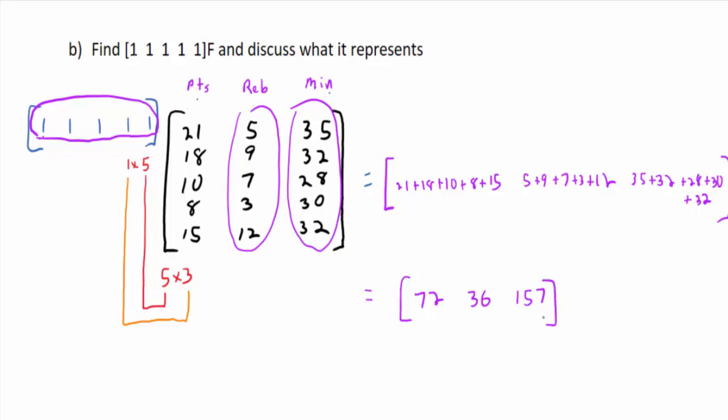Okay. All right, well, that's all well and good if you can do the multiplication. What does it mean? What does this matrix represent? Yeah, so notice the columns stay the same, right? The category stays the same. And so the 72 is going to represent the total number of points scored by the starting 5 players. That's column 1. Column 2, 36, is the total number of rebounds by the starting 5. And then column 3, the total number of minutes played. So how would you summarize that?